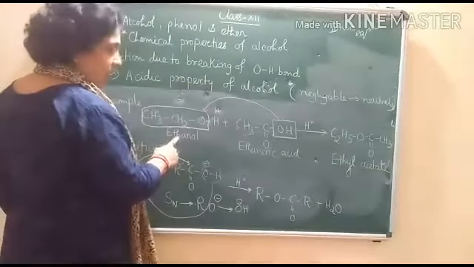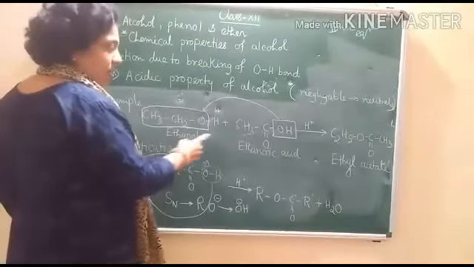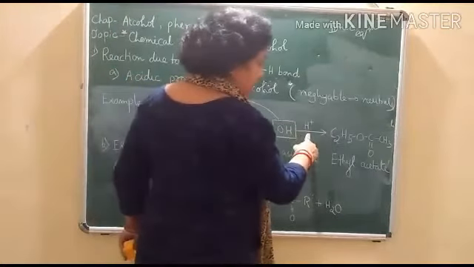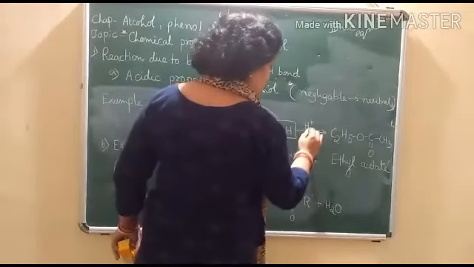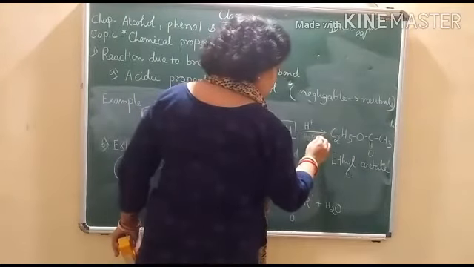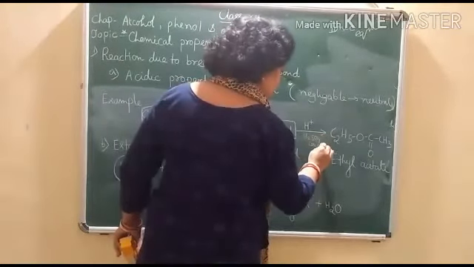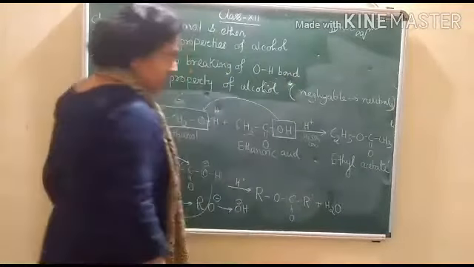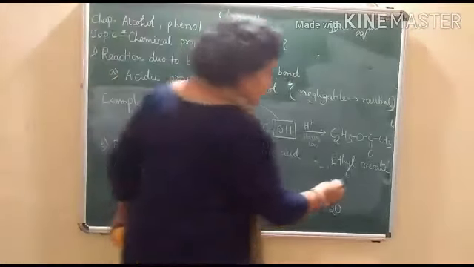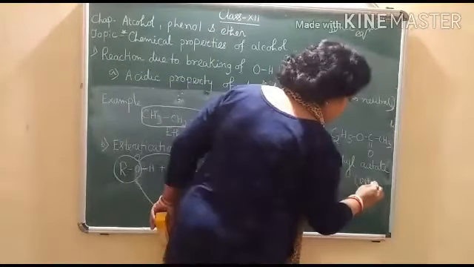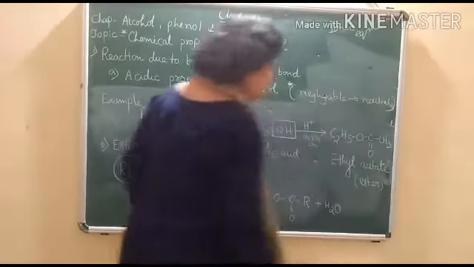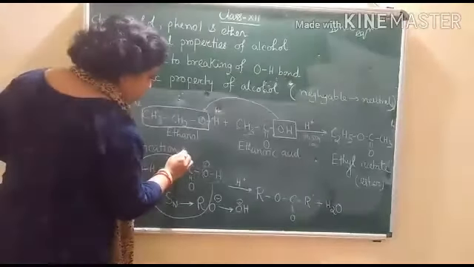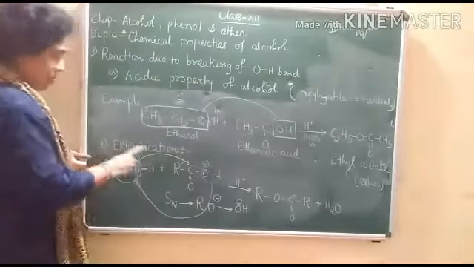So in language you will write: ethanol, when it reacts with ethanoic acid in acidic condition, or you can write here concentrated H2SO4 also, we get ethyl acetate. So this is an ester. This is the formation of ester. So this esterification reaction is the first reaction.